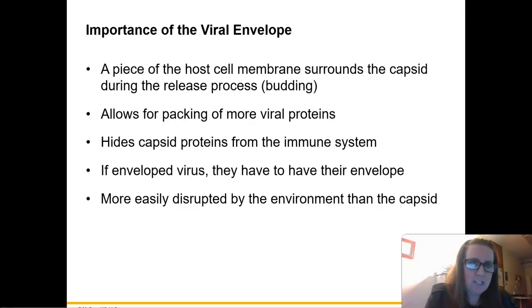Essentially, then the viral envelope is also going to allow for the packing of more viral proteins, and it hides the capsid from the host immune system. So it's kind of like being a little bit more discreet, that it just doesn't have those spikes hanging out, and it's easily identifiable by the immune system of the host.